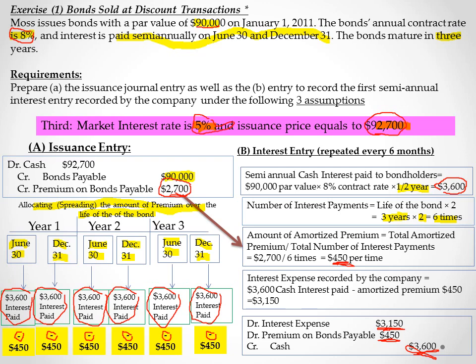So now I'm going to include it in each period. However, as you can see here, we are going to include it as a minus amount, not a plus amount, as we did in the discount case.